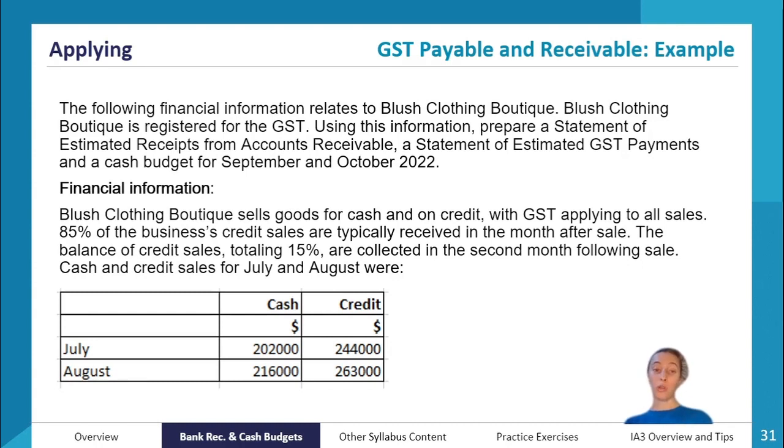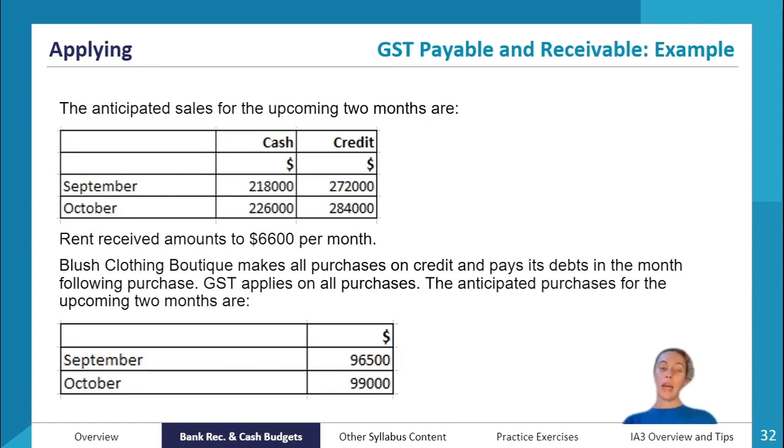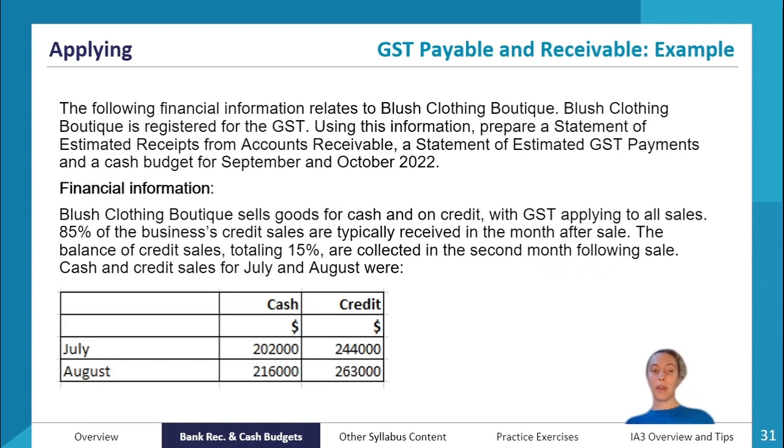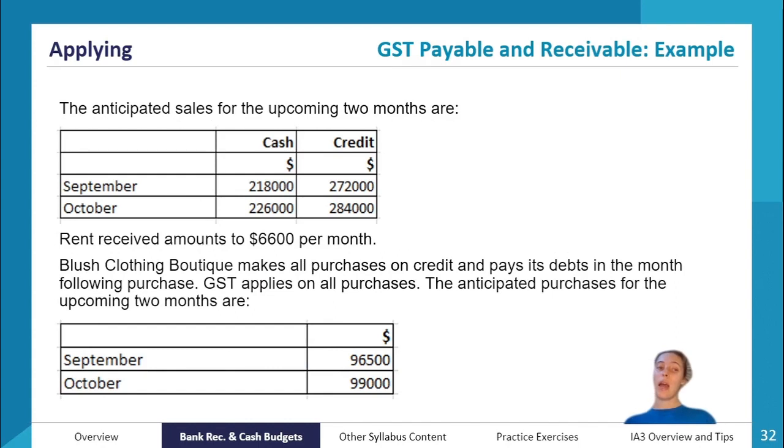Cash and credit sales for July and August, we've got those listed there, separated out for the months and the type of purchase. And then we've got the anticipated sales for the upcoming 2 months, September and October. So these were our figures that are set in stone, what happened in July and what happened in August. And then these are those anticipated figures that we've got for the coming 2 months, which are those predictions that we looked at earlier that the business needs to have for the future.